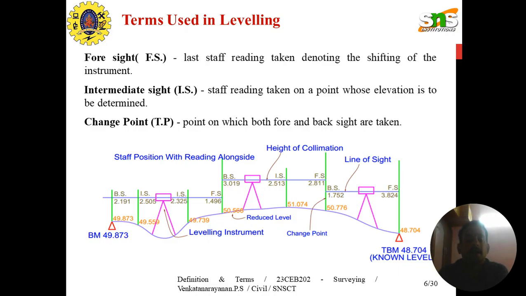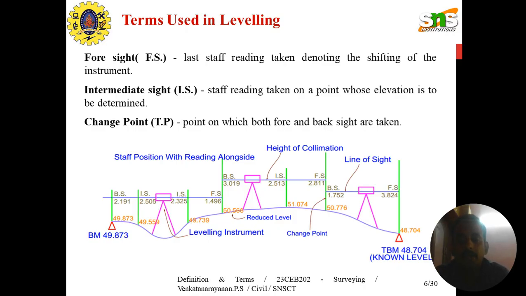The intermediate readings are marked in intersight, and before changing the position of instrument, the last reading of the leveling staff is taken in the foresight. And one more thing, even after changing the position of instrument, the same point should be viewed again for backsight reading in order to check the accuracy. So once the instrument is shifted, the last point of leveling staff should be viewed again as the first point after changing the position of instrument, that is marked in backsight.